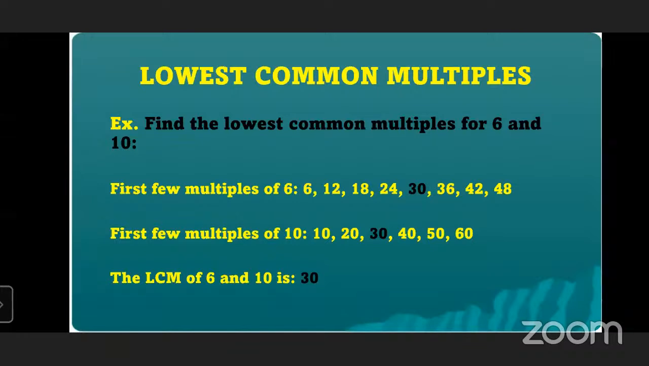But the first number that appears in both the tables, which is that number that comes in the table of 6 also and in the table of 10 also? That is 30. That is your number. So the LCM of 6 and 10 is 30.